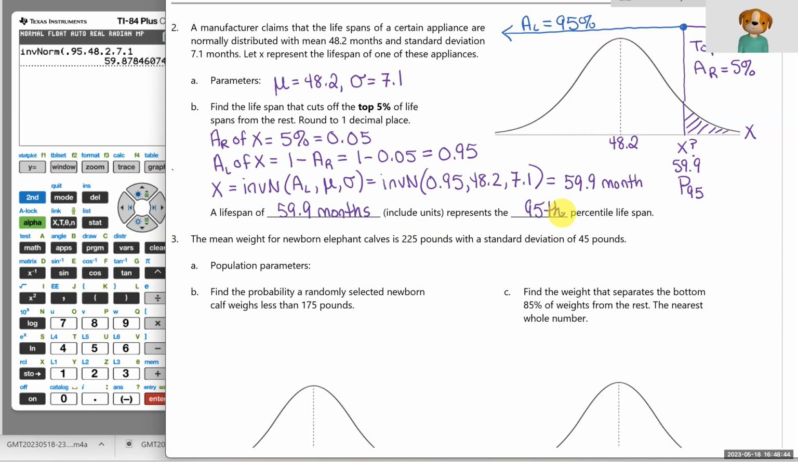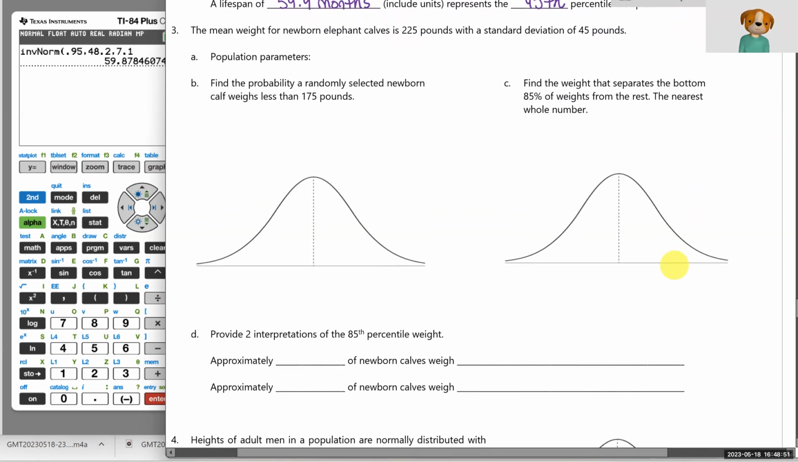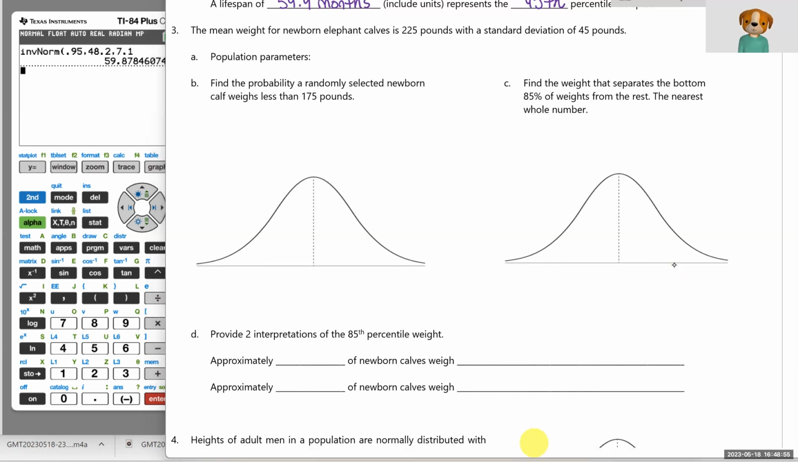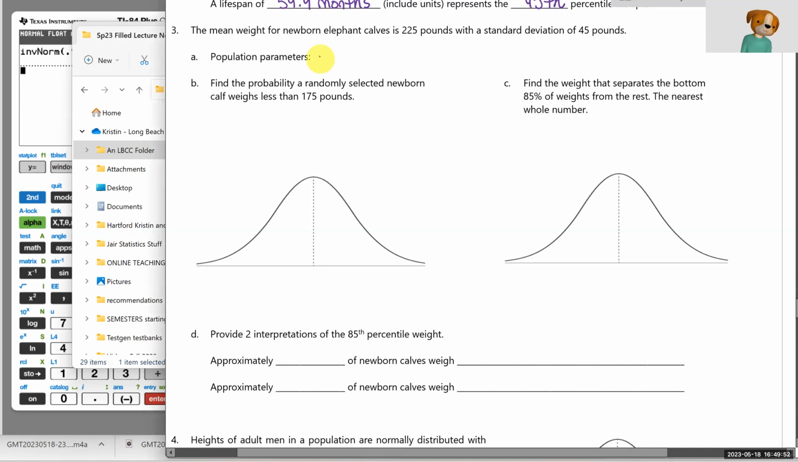Okay, and we'll try another one. So number 3, the mean weight for newborn elephant calves is 225 pounds with a standard deviation of 45 pounds. So let's start with writing our population parameters. So mean is 225 with a standard deviation sigma, population standard deviation, 45.